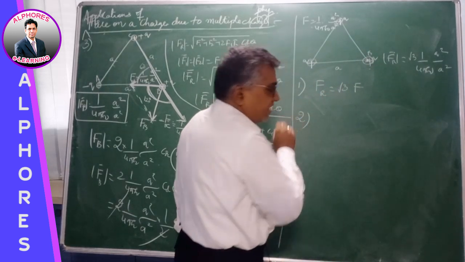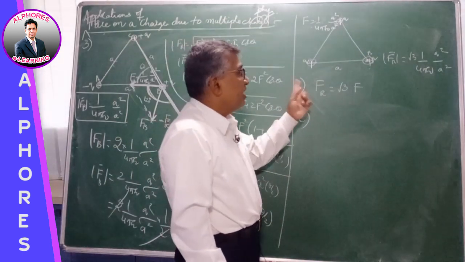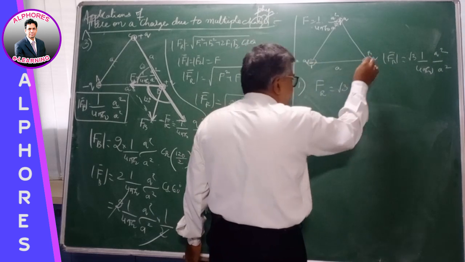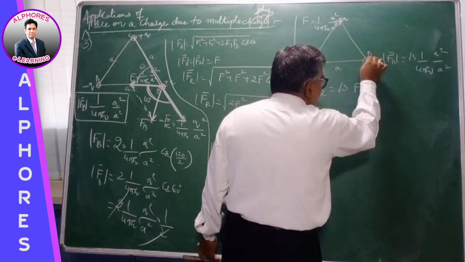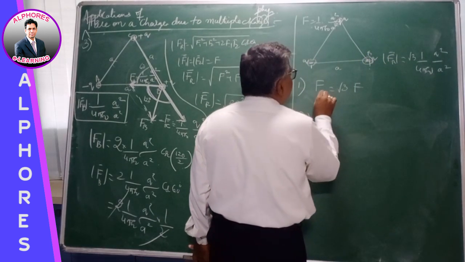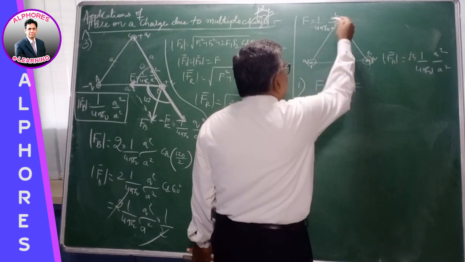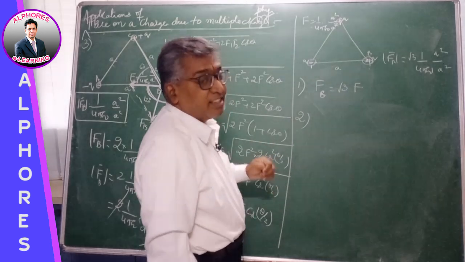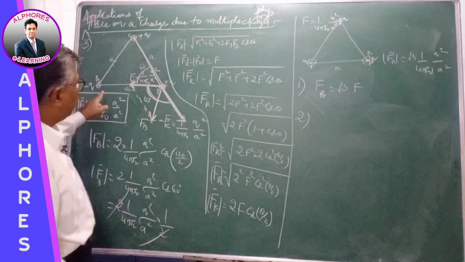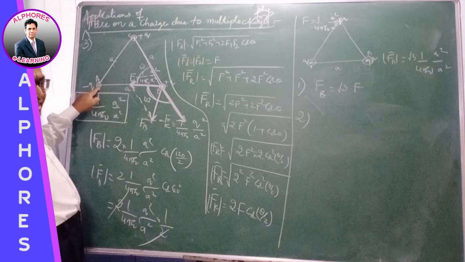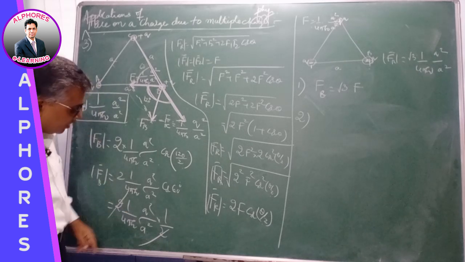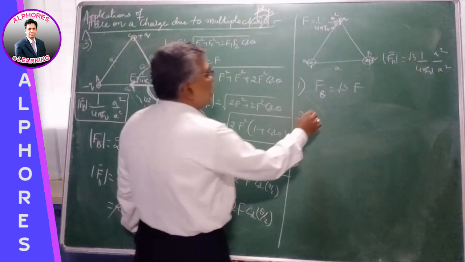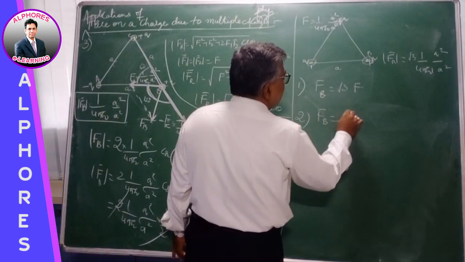Now second case. We are calculating the resultant force on B. If one of the other two charges is an unlike charge, then what would be the resultant force? If one of the charges is unlike, then the resultant force is not the same as before. So the resultant force on B will be just F.